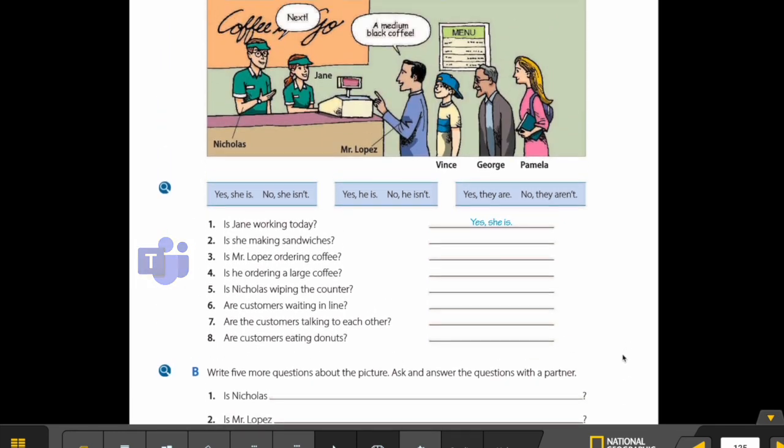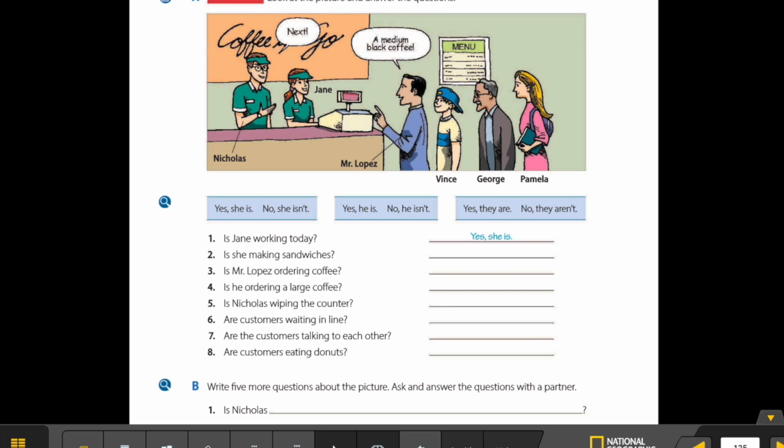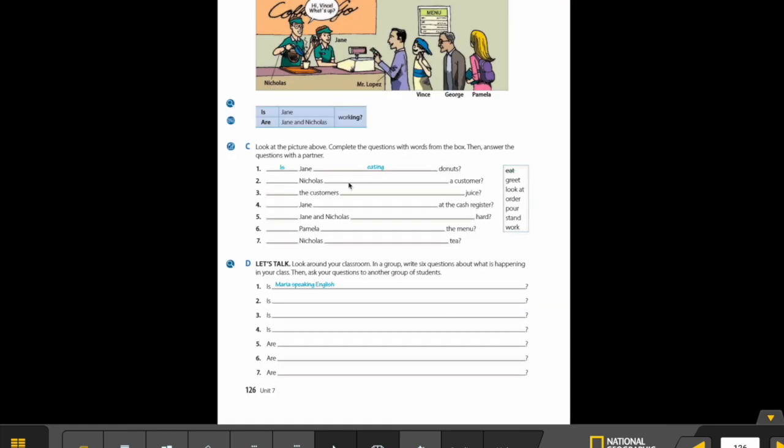So how do we form the yes, no questions? Well, simple as this one here. You will see how to form these questions on the next page. Look, you start with the verb be, is or are, the subject, Jane in this case, or Jane and Nicholas, and then the verb with ing. So there is an inversion. Instead of Jane is working, you say, is Jane working? Or instead of Jane and Nicholas are working, you say, are Jane and Nicholas working? So you invert the order for these questions, okay?